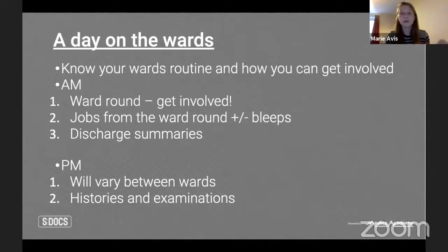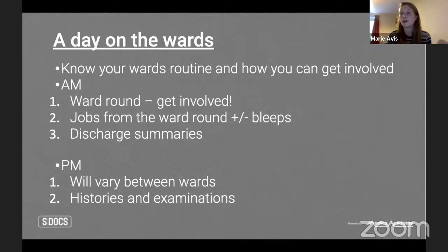So after the ward round, they'll write a jobs list usually. This will be things like bloods for patients or organising scans for them. And that's another thing you can get involved with. So you can let them know, could I take blood from that patient? Could you show me how I'd organise a scan? That's useful for when you're an F1. And then plus or minus bleeps.